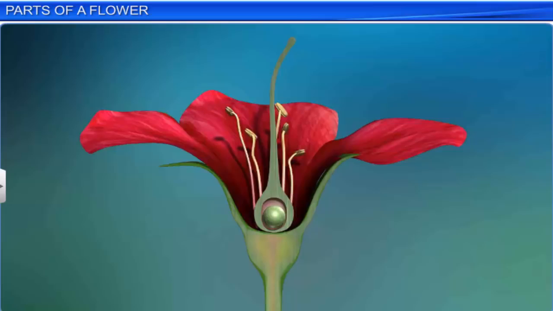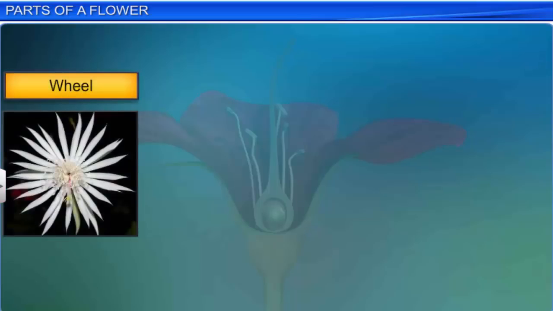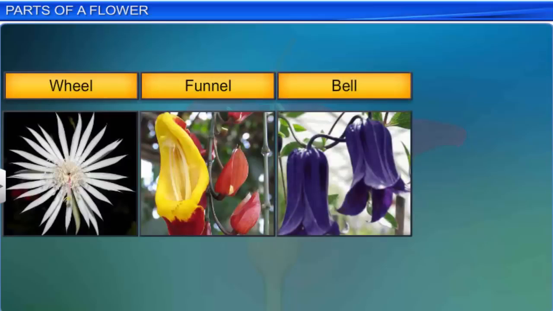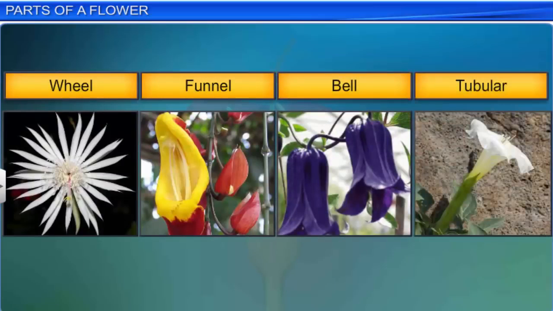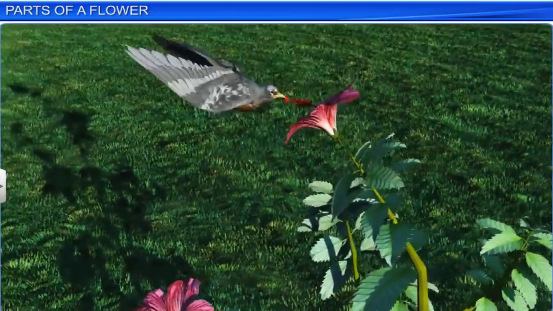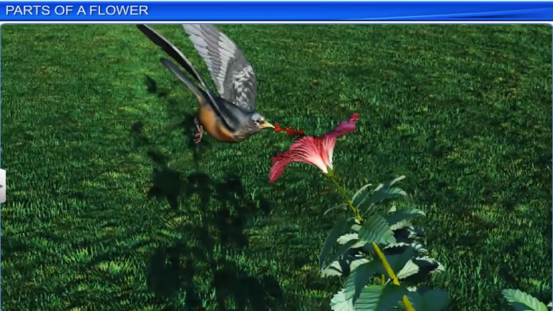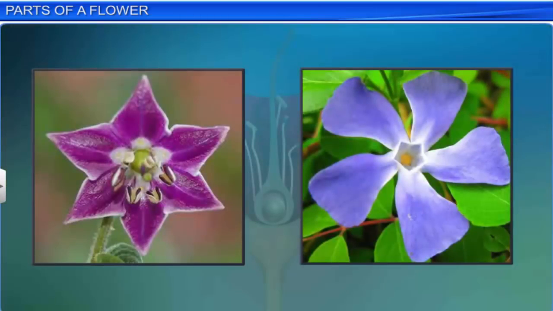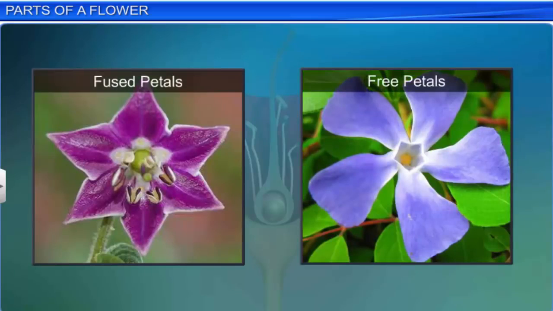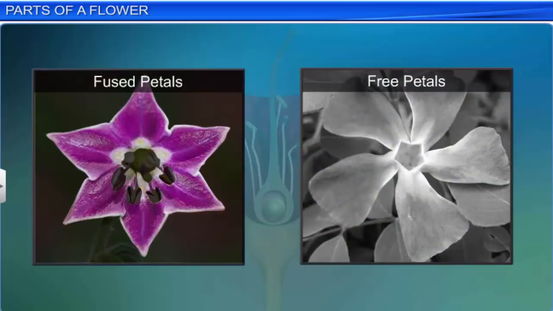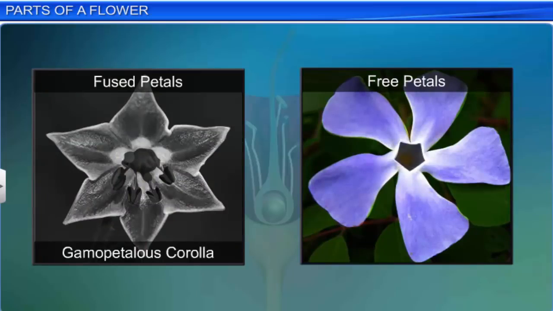It can be in the shape of a wheel, funnel, or bell, and is sometimes tubular. The primary function of the corolla is to attract insects and birds for pollination. Like the calyx, the petals of the corolla can be either united or free. When united, the corolla is called gamopetalous, and when free, it is called polypetalous.